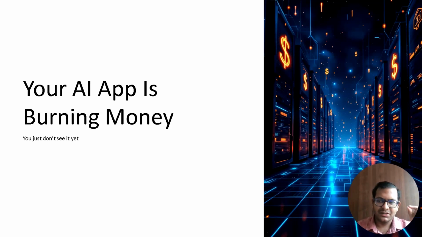Let me ask you something. Have you ever built an AI app and then later checked your API bill and it was way higher than you ever expected? You didn't suddenly get thousands of users, you didn't deploy anything crazy, but somehow the cost just kept increasing. That's not random. That's because your system is leaking money and you don't just see it.